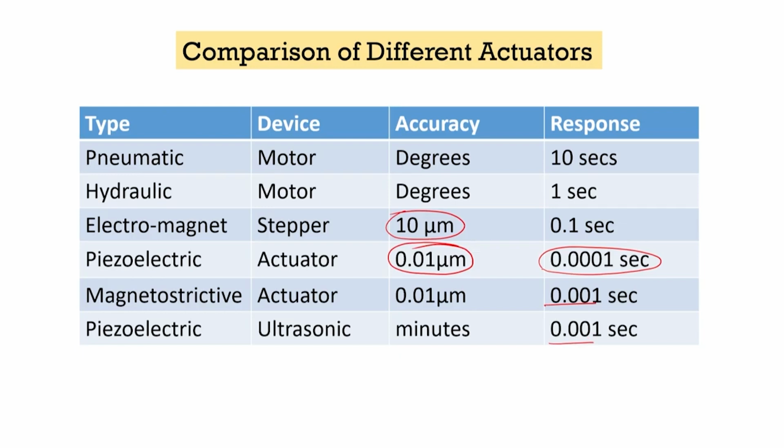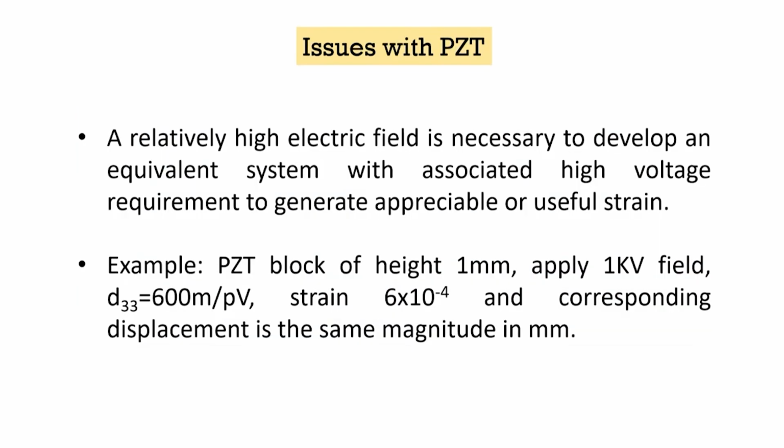Now, this is the comparison of different actuators, like the electromagnets versus piezoelectric, and we can see how high precision the piezoelectric actuators are, and their response time is also very fast. What are the issues with PZT? Well, first of all, you need a very high electric voltage to develop a piezoelectric system.